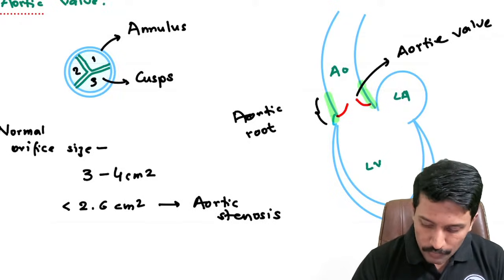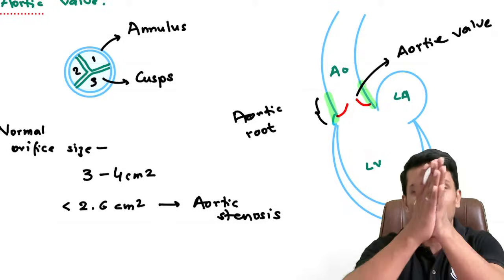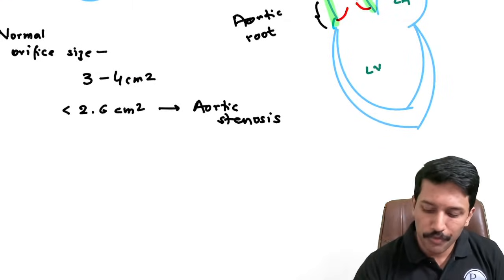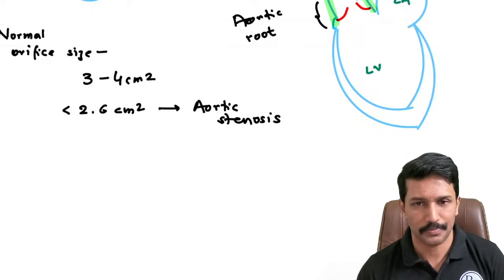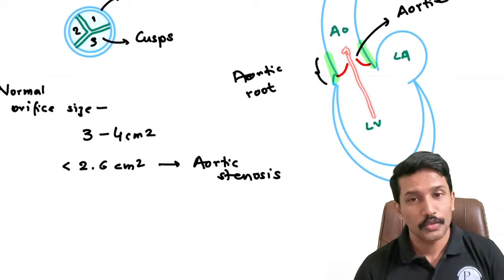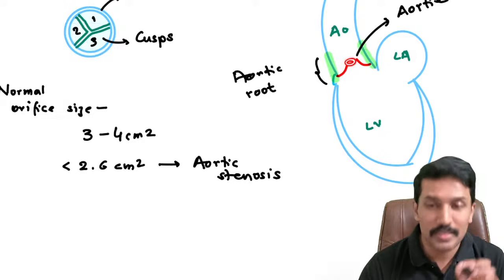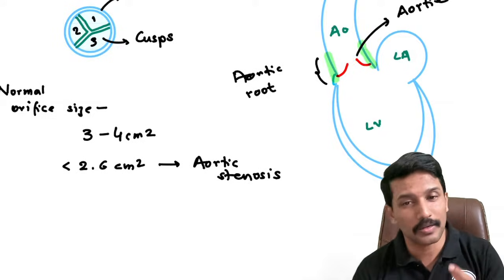So the blood moves from the left ventricle to the aorta during systole. In systole, we eject the blood. During diastole, we fill the ventricle. During systole, we eject the blood from the ventricle. So yes, absolutely right. So if the opening of this aortic valve is narrow, is it going to disturb the diastole or is it going to affect the systole?